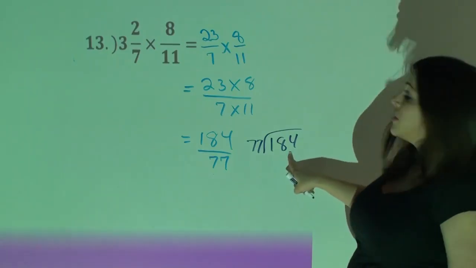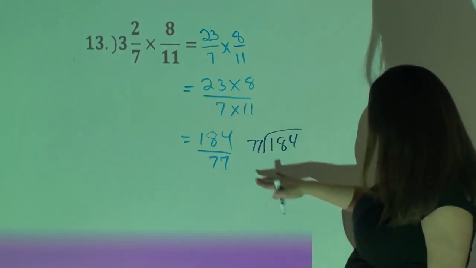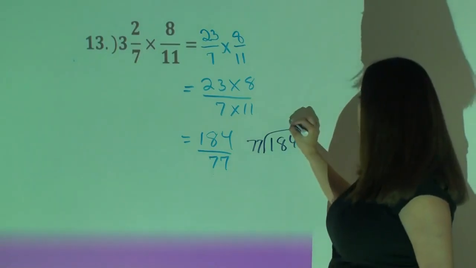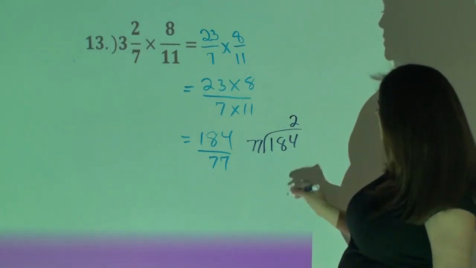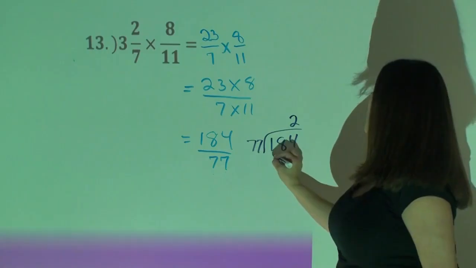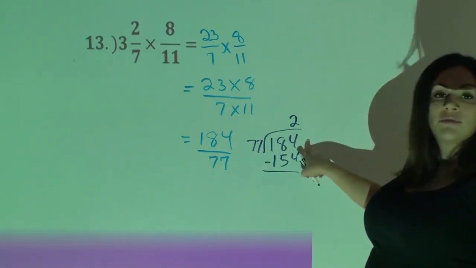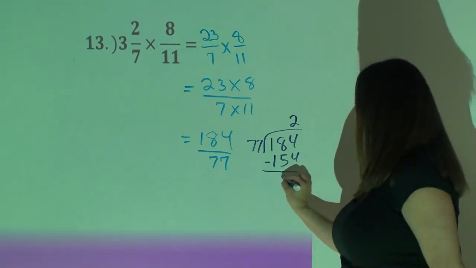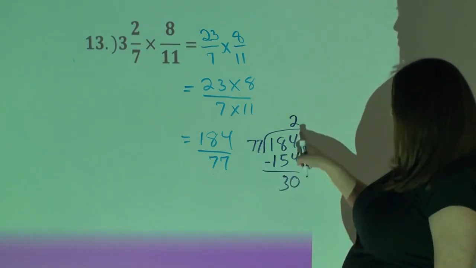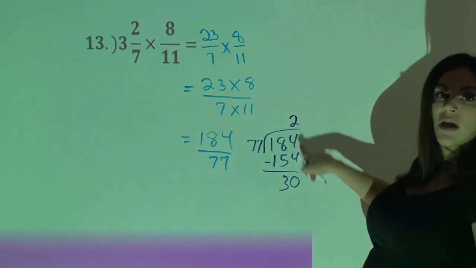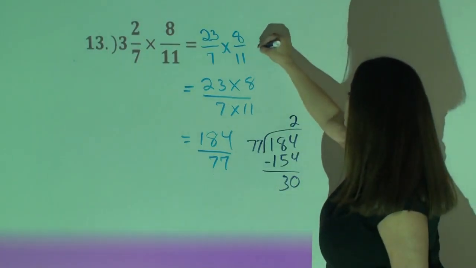77 is going to go into 184. You can use your calculator if you need help, but it's going to be 2 times. 2 times 77 is going to be 154. And then all we do is just subtract, so we end up with 30. So our final answer will be 2 and 30 over 77.